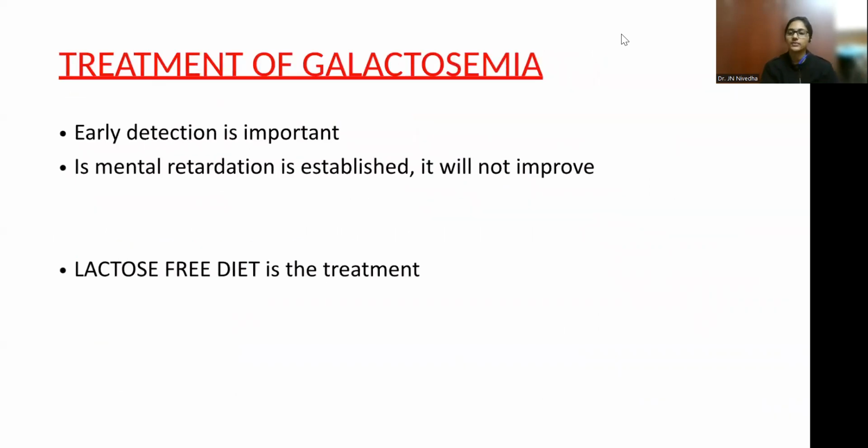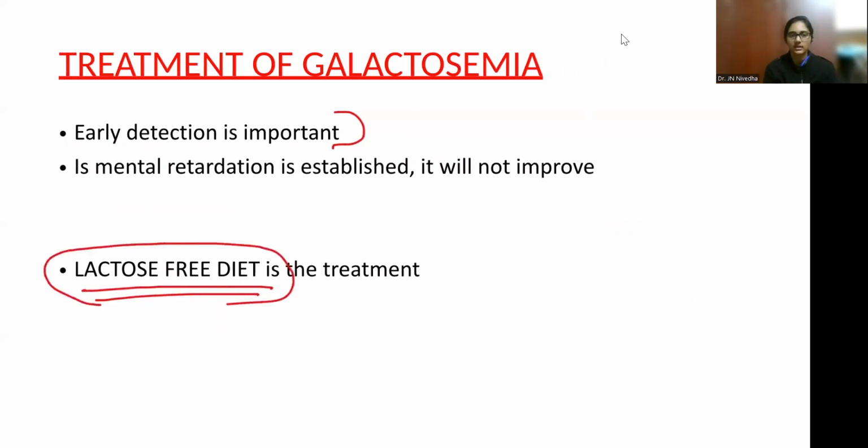So what is the treatment of galactosemia? Early detection is very important. That is why galactosemia is included in the newborn screening panel. Early detection is important so that we can give a galactose-free diet. A galactose-free diet is the mainstay of treatment here. But once mental retardation is established, it will not improve. Mental retardation cannot improve. That is why early detection is needed and a lactose-free diet can be advised.